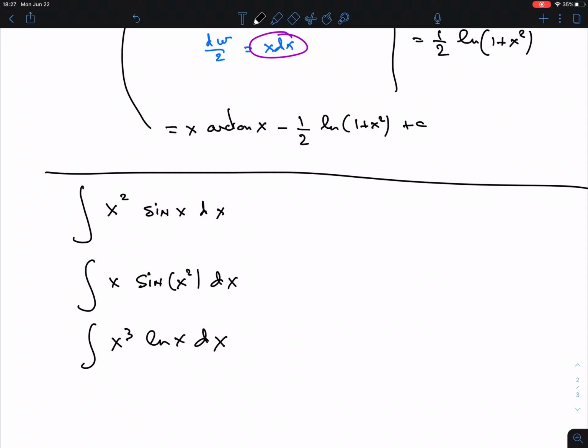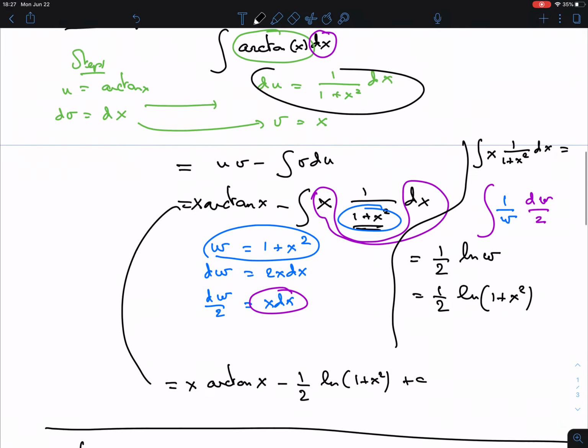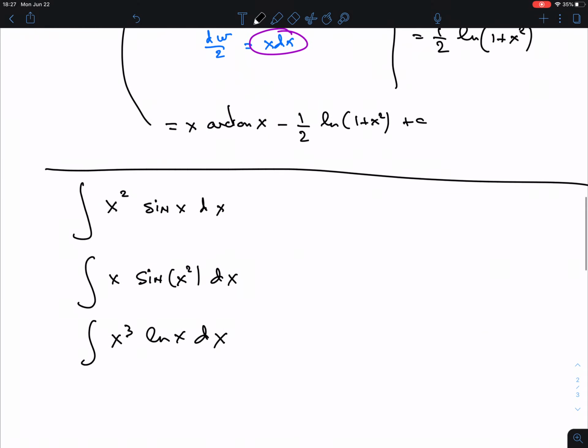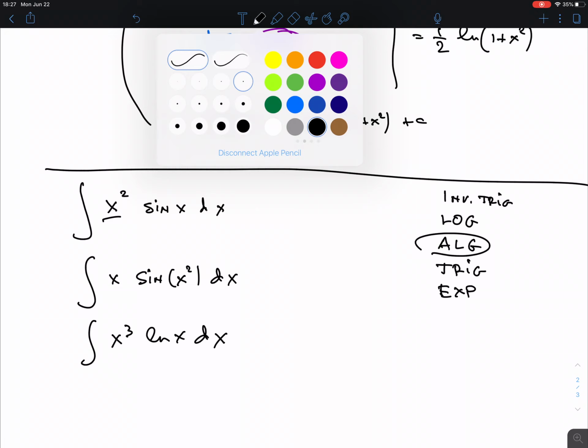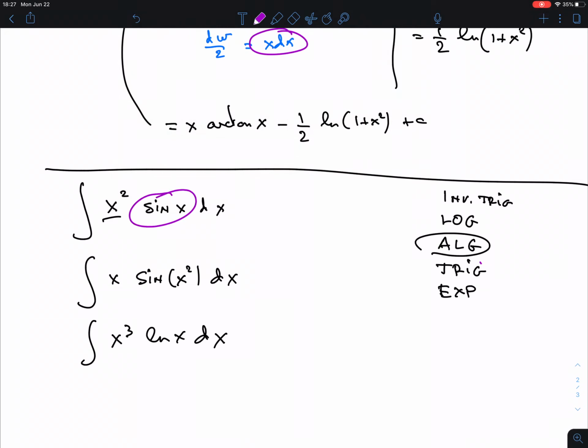The first one, x squared sine x dx. x squared is algebraic. Let me write my scale up: inverse trig, then logarithm, algebraic, trig, and what is the last one? Exponential. Okay, so x squared is algebraic, and sine x, let's do it in a different color, is trig. So that works fine, and it's clear that this whole thing should be dv, and this thing should be u.